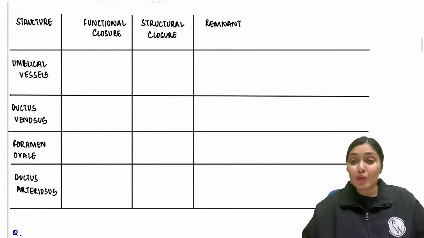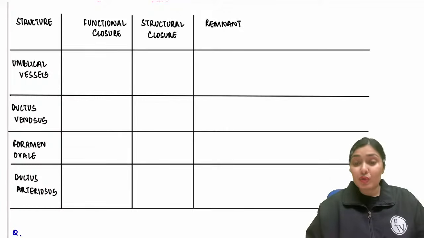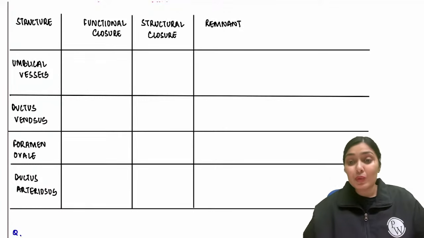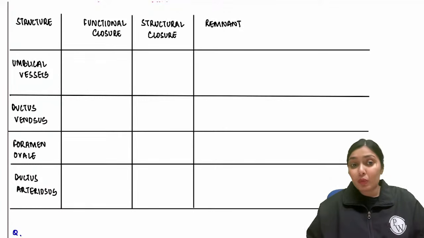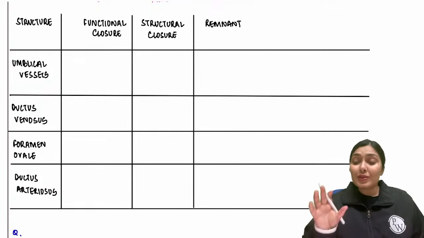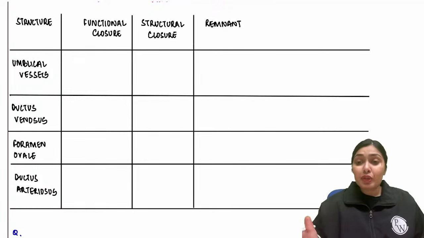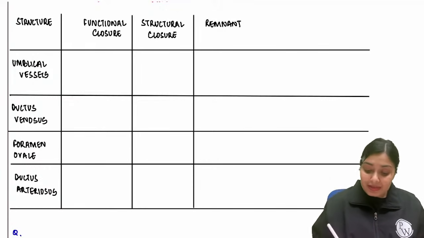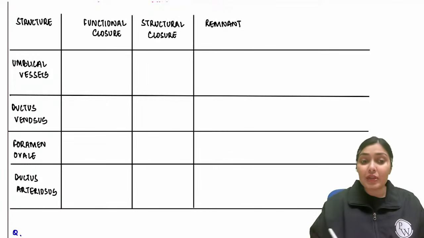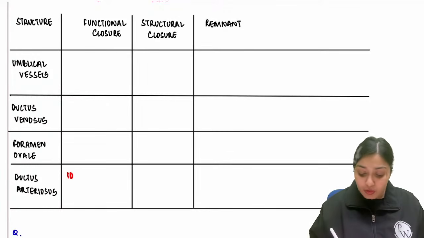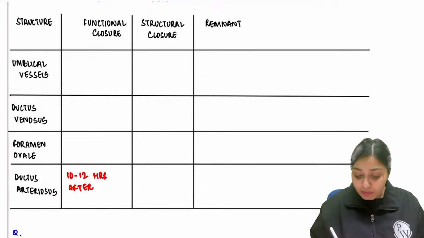Right? So this is what they asked in the exam. When these structures close, remember, most of these structures, the umbilical vessels, ductus venosus, ductus arteriosus, foramen ovale, usually close soon after birth or at the time of birth. But ductus arteriosus takes some time. Ductus arteriosus takes 10 to 12 hours after birth to close.